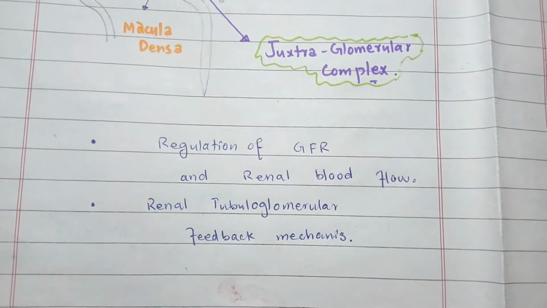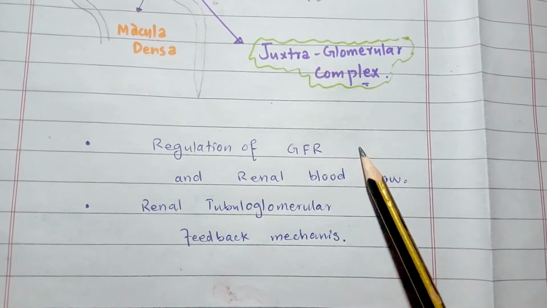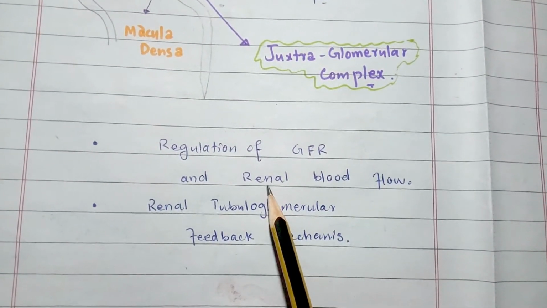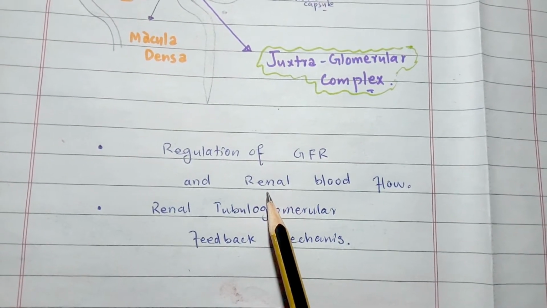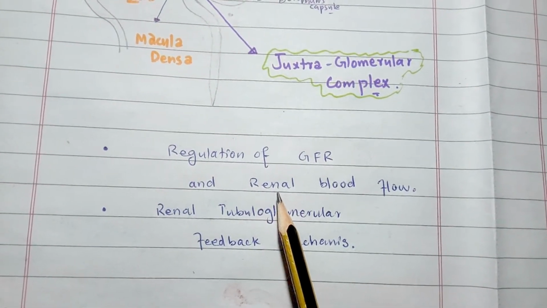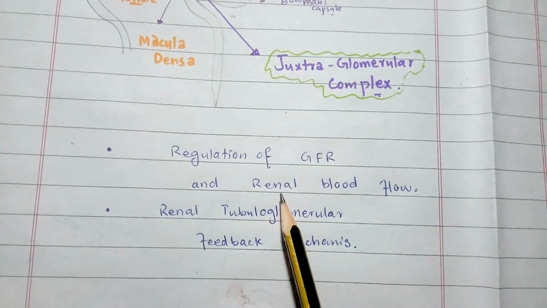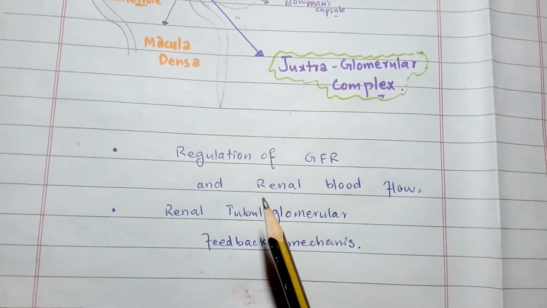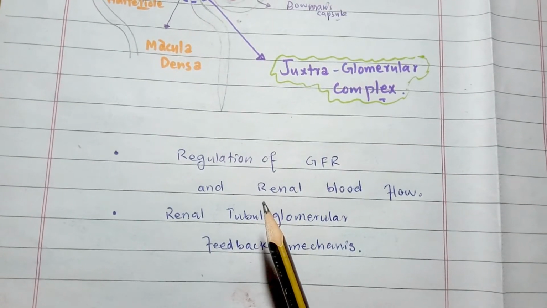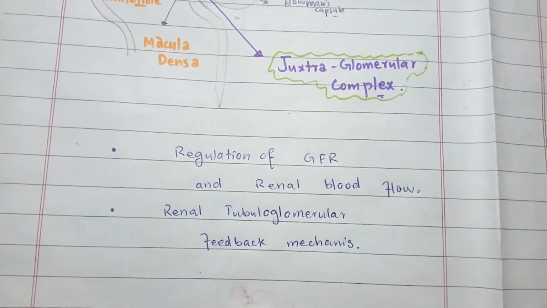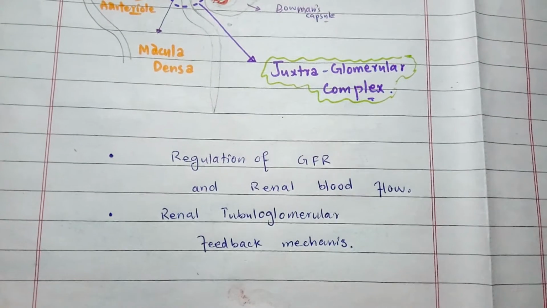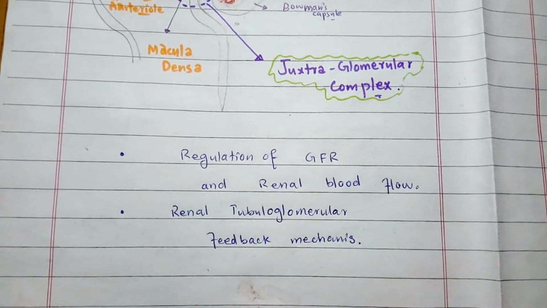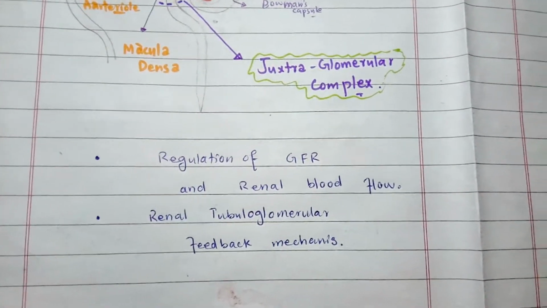What is the role of this complex or apparatus? At the junction site, the afferent and efferent arterioles surround part of the distal convoluted tubule, forming a fork-like structure. So the whole complex of macula densa and juxtaglomerular cells is called the juxtaglomerular complex or juxtaglomerular apparatus.